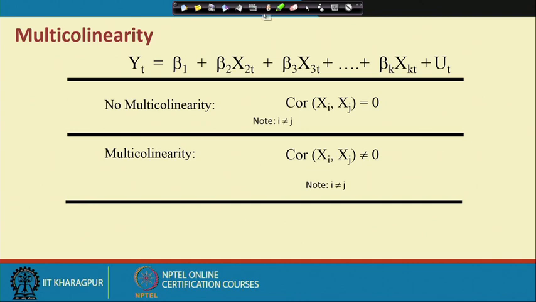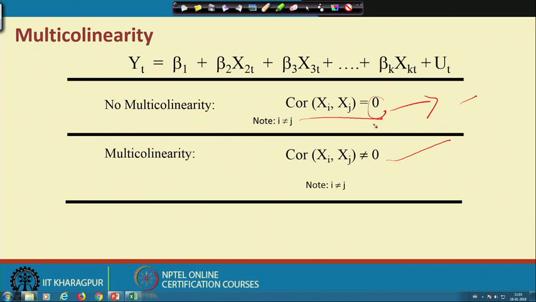So, technically we have two options. In the first case, the correlation among the regressors is equal to 0, where the declaration is no multicollinearity, and if the correlation among the regressors is not equal to 0, then there is multicollinearity. Now, if the first case occurs, that means the model is free from multicollinearity, then the model is good for the prediction.